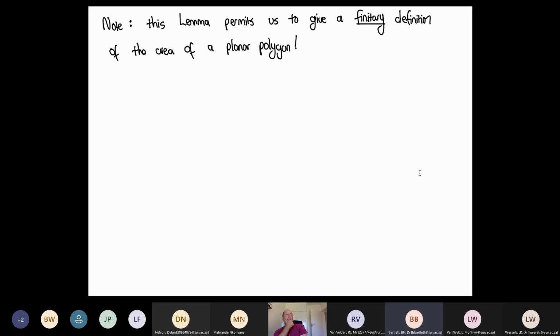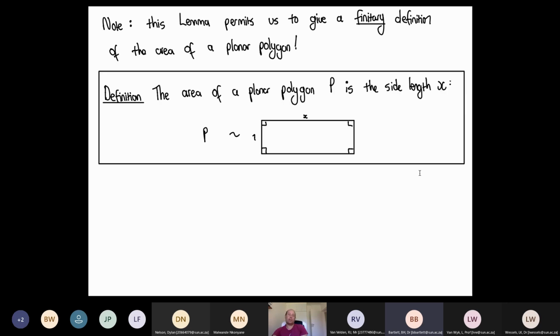So note that this lemma permits us to give a finite definition of the area of a planar polygon. Because we could now define the area of a planar polygon P to be the side length x which occurs when we express P as being scissors congruent to some rectangle having side length 1. Because the rectangle on the right, its area is clearly x.